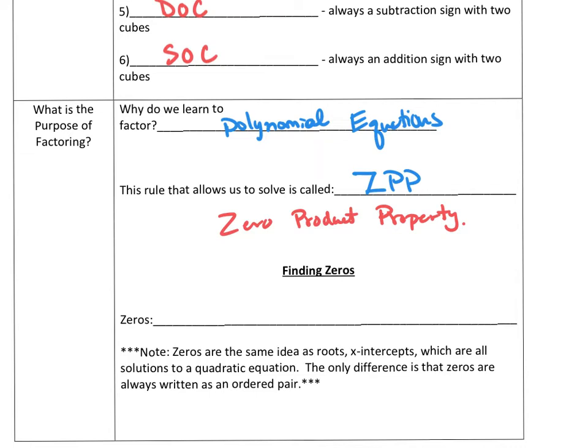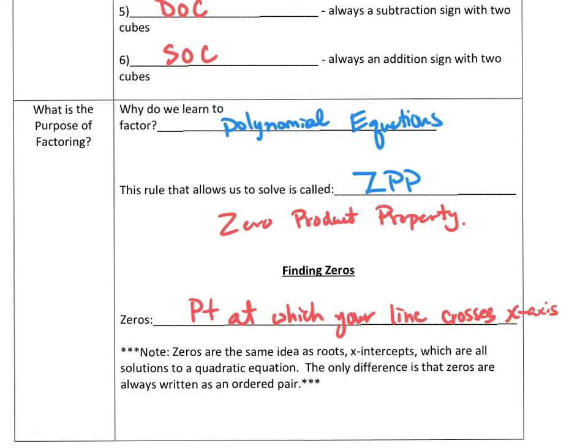So what is a zero? A zero is where your line crosses the x-axis. It's the point at which your line intersects or crosses the x-axis. So we're going to be able to solve for those things today, and we're going to solve it by using our ZPP.